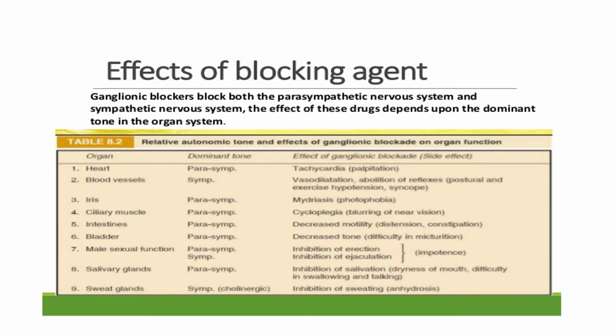Now coming to the eyes, there it is the parasympathetic. The result of inhibiting the parasympathetic system will lead to mydriasis or dilated pupil. Ciliary muscles, intestine, bladder, and similar functions, in all these organs the parasympathetic system dominates, and their respective actions take place. The only change is in the sweat glands. In sweat glands, it is the sympathetic system, which is cholinergic, that overrules, and if you inhibit that, there is inhibition of sweating or anhidrosis.